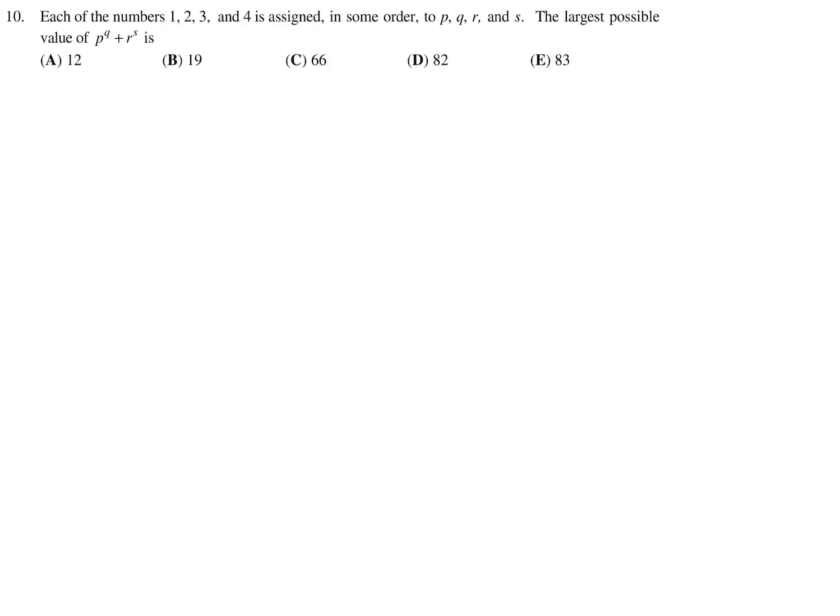Each of the numbers 1, 2, 3, and 4 is assigned in some order to P, Q, R, and S. What is the largest possible value of P to the Q plus R to the S? So this is what we have to figure out using these four numbers. So this is just trial and error. Just plug some numbers in, see what you get. So they want the largest possible value.